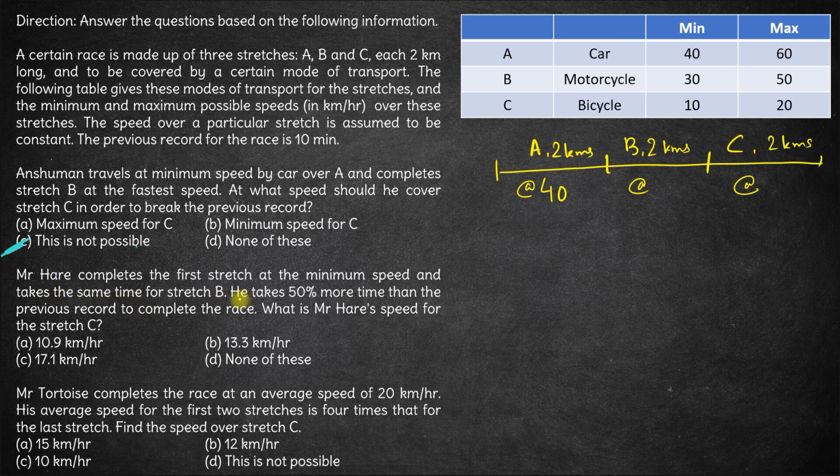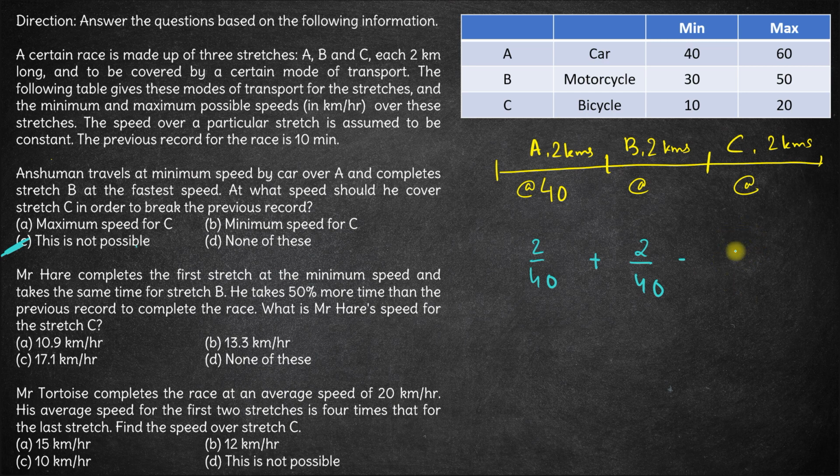And takes the same time for stretch B. Cool. So what happens is in stretch A, the time taken will be 2 by 40. This will be the time taken for stretch A. Now for stretch B, the time taken is the same. That means stretch B is also traveled at a speed of 40 kilometers per hour, right? And that is possible because speed has to be between 30 and 50. So 40 is also possible.